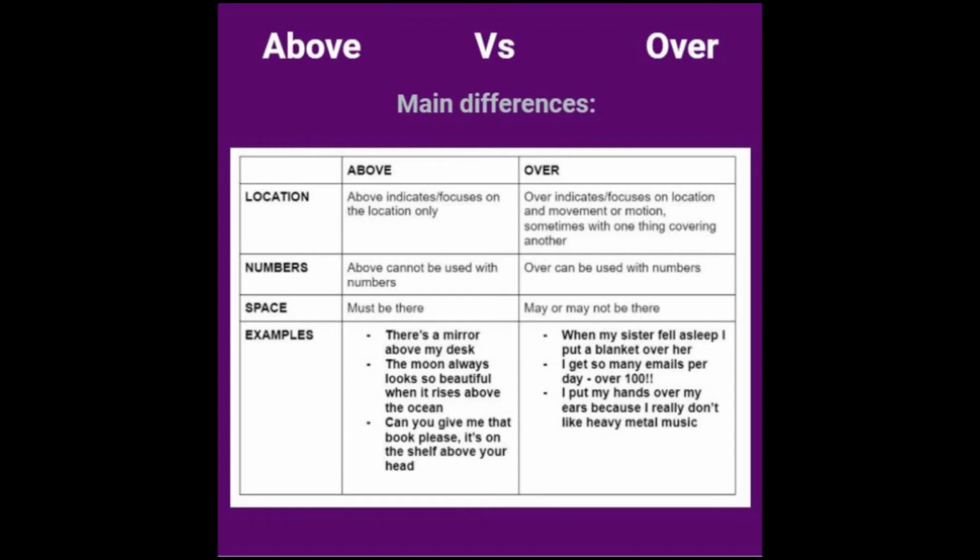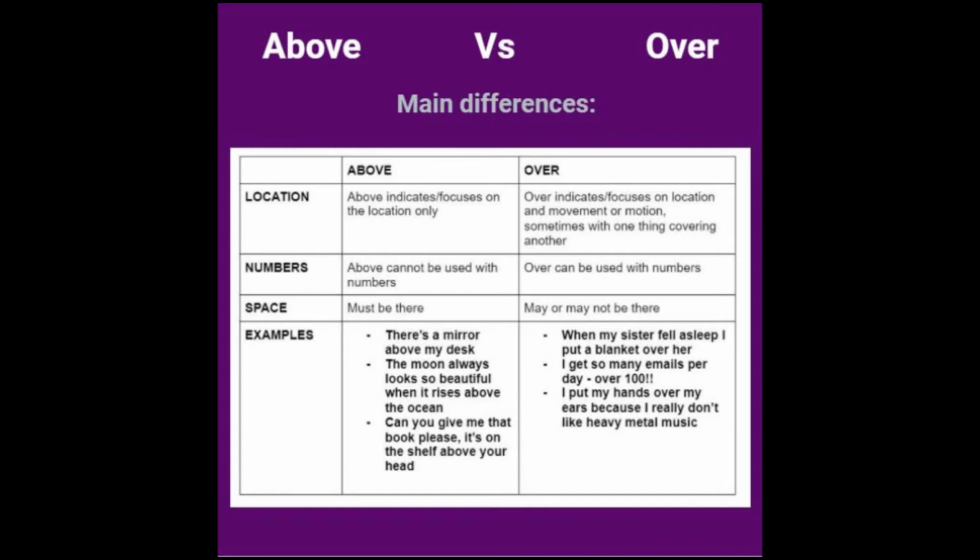We can also use the word over to say there is a mirror higher than my desk. So for example, we can say there is a mirror hanging over my desk. This mirror will be directly over my desk, so it cannot be to the left or to the right. We also use over when something is touching or covering something else.